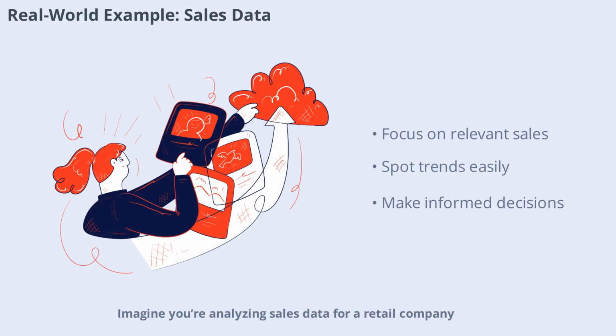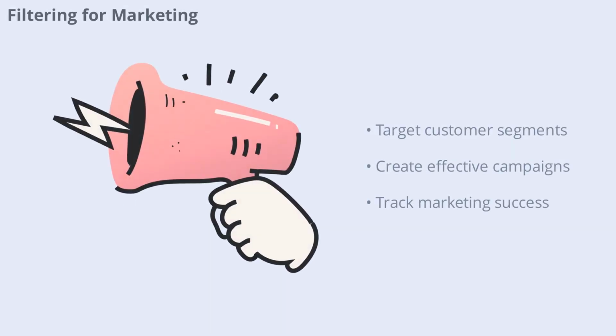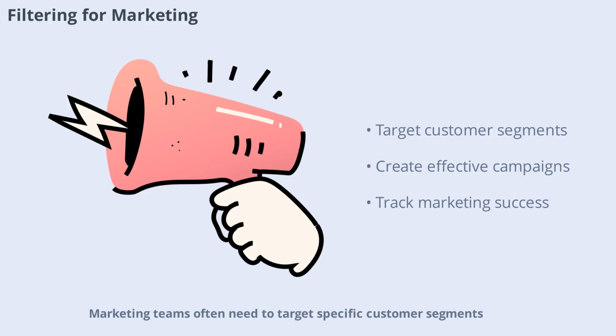Imagine you're analyzing sales data for a retail company. You don't need every transaction, just those within a certain sales range and from specific regions. By using WHERE, BETWEEN, and IN, you can quickly pull up exactly the data you need to spot trends and make recommendations.